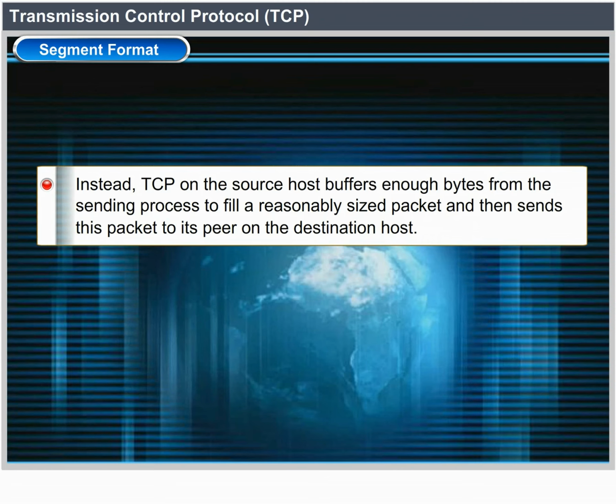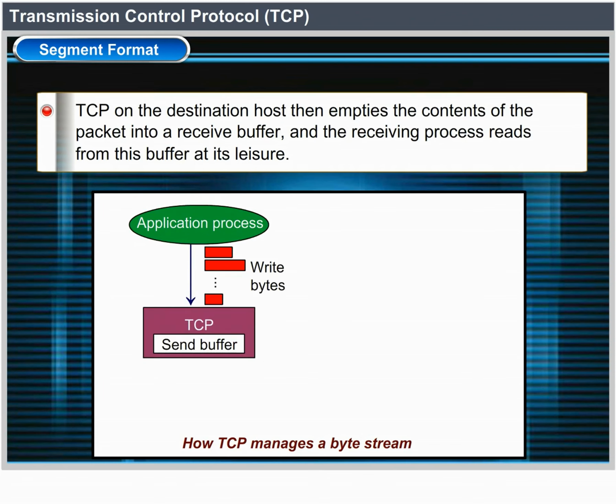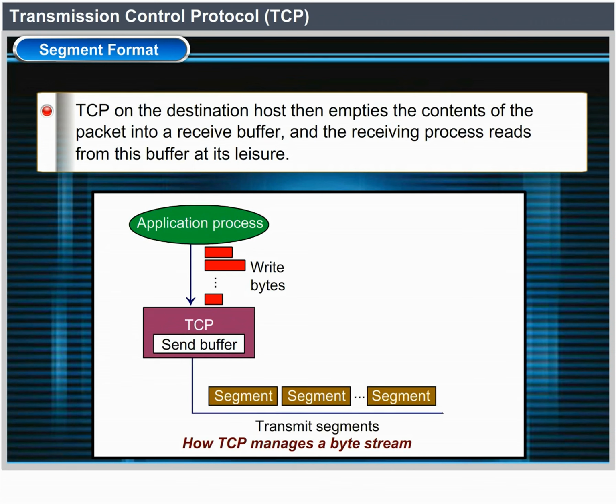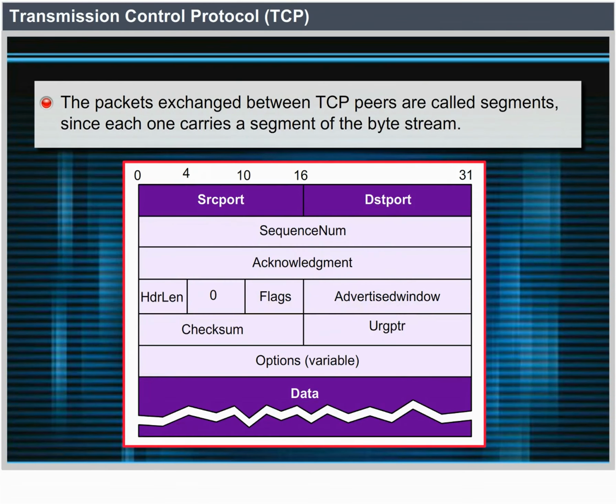TCP on the destination host then empties the contents of the packet into a receiver buffer, and the receiving process reads from this buffer at its leisure. A single TCP connection supports byte streams flowing in both directions. The packets exchanged between TCP peers are called segments, since each one carries a segment of the byte stream.